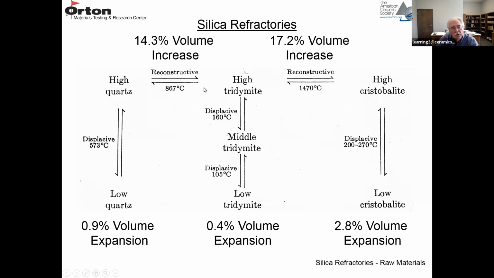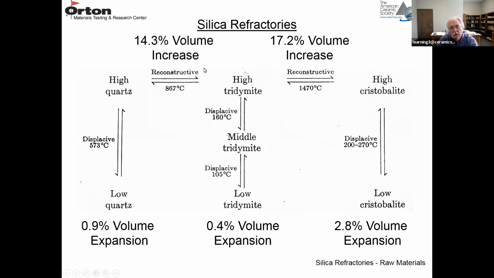In theory, high quartz should go to high tridymite at this temperature, but the kinetics aren't there, so it doesn't really happen. And then this reconstructive transformation from high quartz to high cristobalite takes place at 1470 degrees C. And essentially, this one takes place in the same area, really about 1500 degrees C or higher.